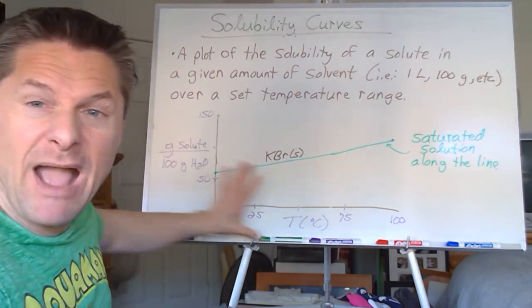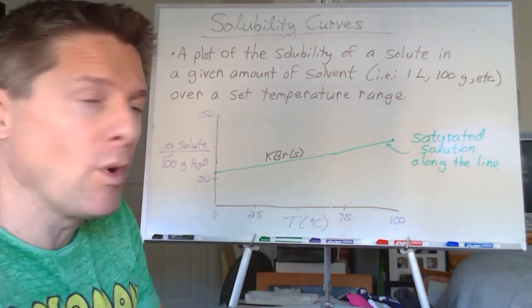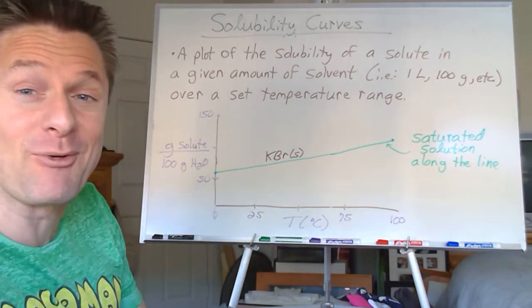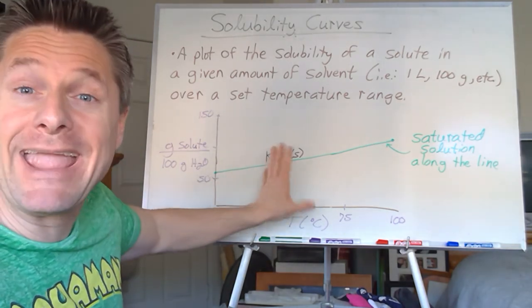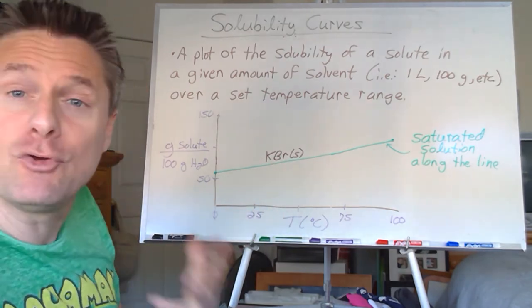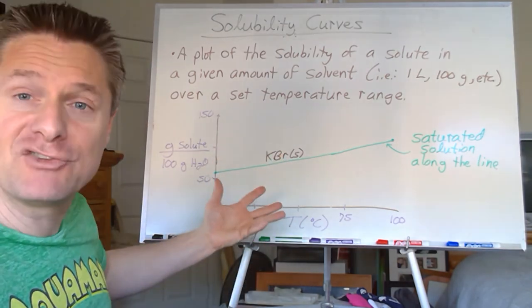Give or take. It's an approximation that you're reading, probably only good to the nearest 1 gram, probably not the decimal places off a graph, right? And obviously I drew this by hand. It's not super accurate, but it gives you a rough idea of how you can get information from it.